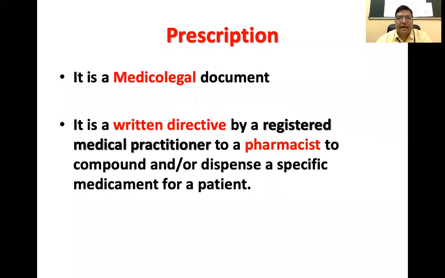So prescription has got two parts. One is, it is a medico-legal document, and it is a written directive by a registered medical practitioner to a pharmacist to compound and/or dispense a medicament for a specific patient. That means it has got medico-legal validity, and it is a written order or written directive from the registered medical practitioner. So this definition is very important as far as your Viva is concerned. Every time, students are asked the definition of a prescription.